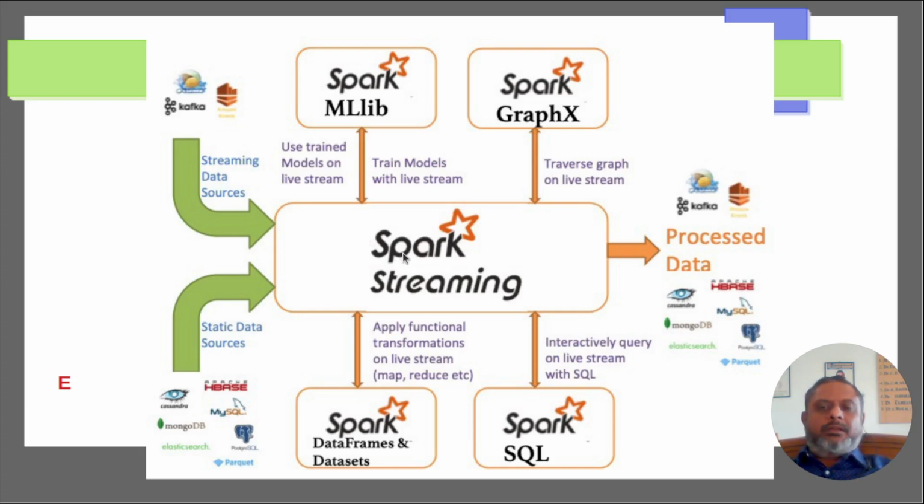So we can see an overview of how Spark streaming works. On the one side, from Kafka and others, the streaming data is available. From the other side, MySQL, MongoDB and others provide static data, and that enters the Spark streaming world, and this is processed independently. For machine learning activities, we use trained models on the live stream.